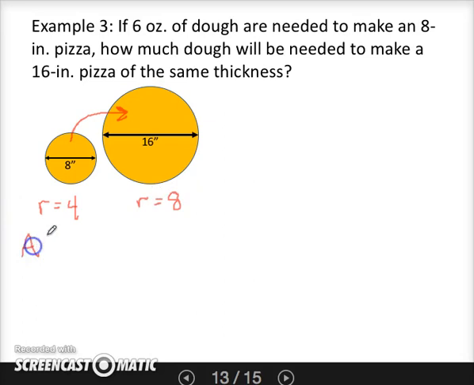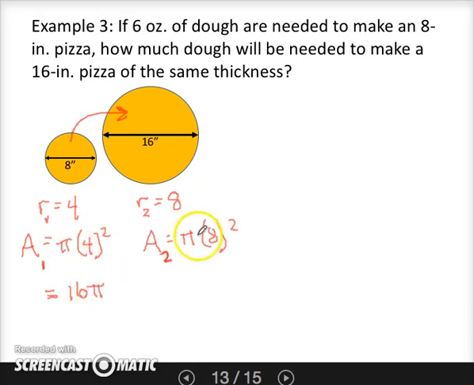Now I can write down my area formula. Pi times the radius squared. Area over here is pi times the radius squared. I'm going to label these 1 and 2, R1 and R2, area 1 and area 2, so we don't end up thinking that these are the same variable. Okay, so my area 1 is going to be 4 squared is 16. I'm going to write that in front of the pi. Area 2, 8 squared is 64. I'm going to write that in front of the pi.